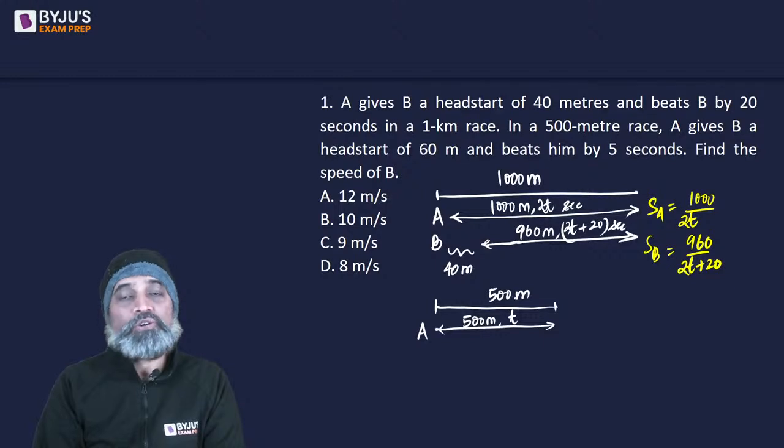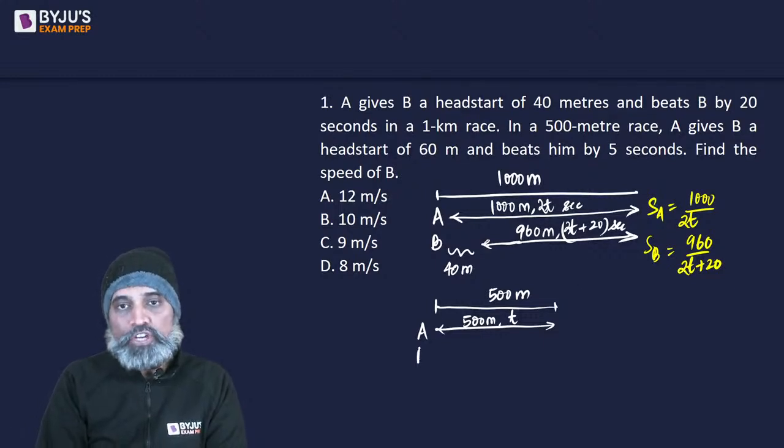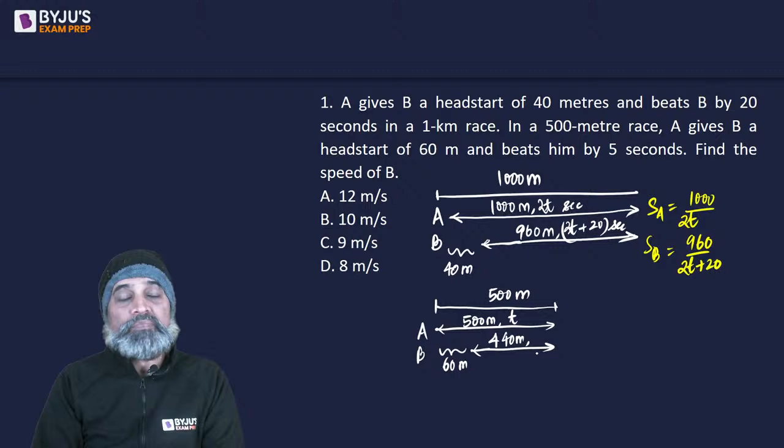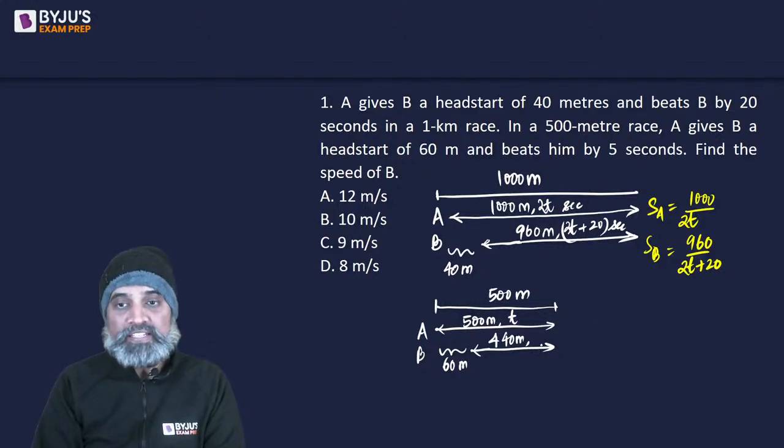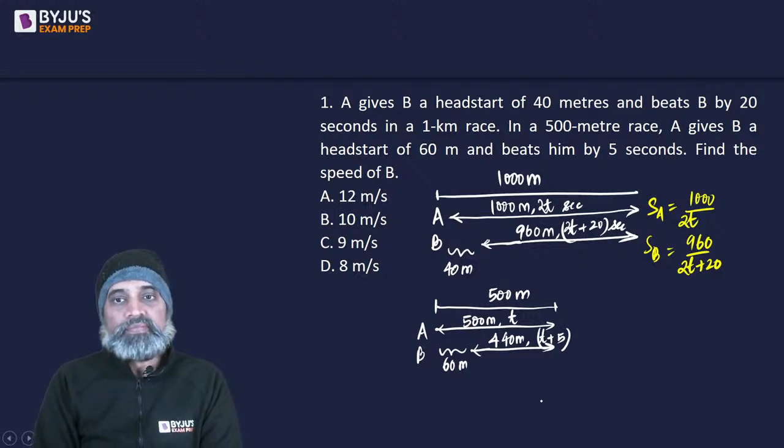So A will take only t time. If I talk about B, who starts 60 meters ahead of A, B is going to cover only 440 meters. And A beats B by 5 seconds, so this is going to be t plus 5. So B takes 5 seconds more.